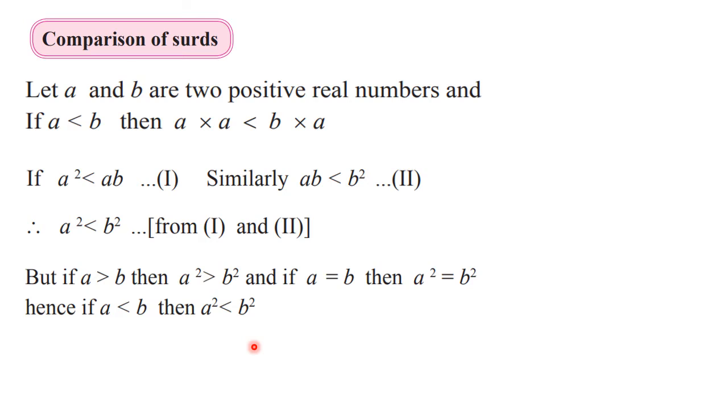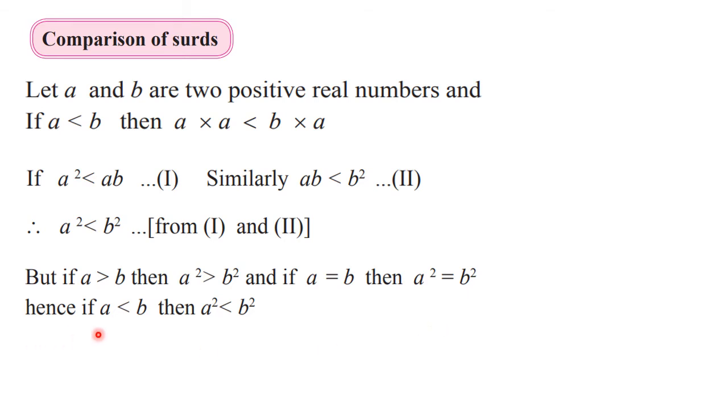Now let us see the solved examples from the textbook. All of you can see in the textbook, this explanation also is given. What you have to keep in mind is that the inequality remains the same if we square both the sides. That means if the first number is greater than the second one, then the square of the first number is greater than the second one. If two numbers are equal, then their squares are also equal.